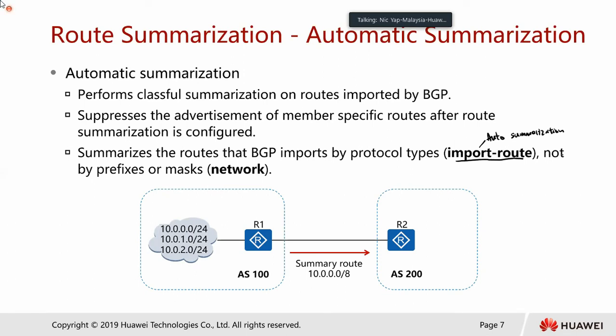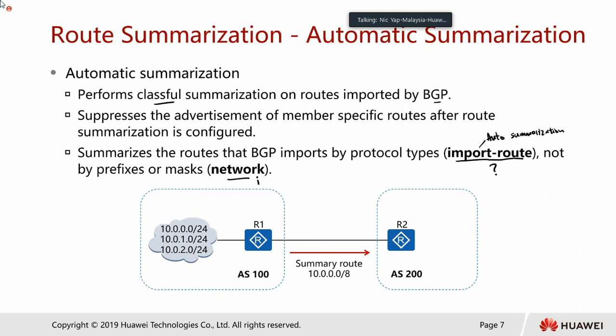Okay, but not the prefix by the network. It means that they only summarize whichever come from question mark. Whichever come from I, they will not perform summarization. Do you get what it means from here? They perform the classful summarization on the route imported to BGP. Okay, imported to BGP, then they perform the summarization. The BGP is only advertising a single summary route to the peers.